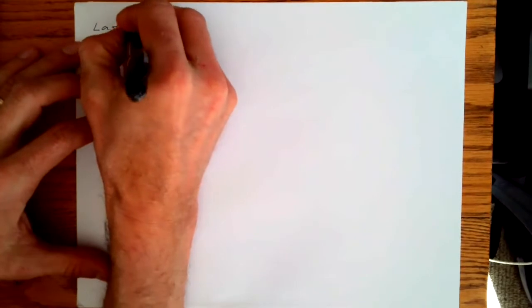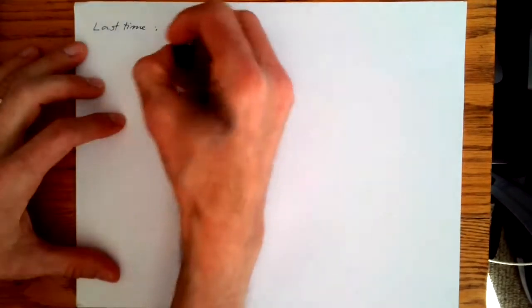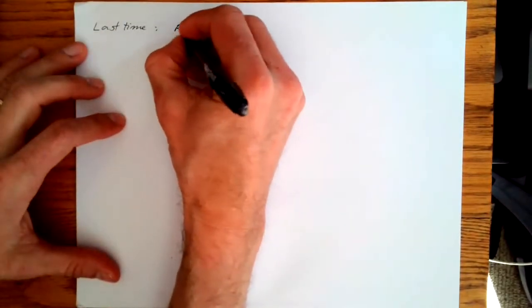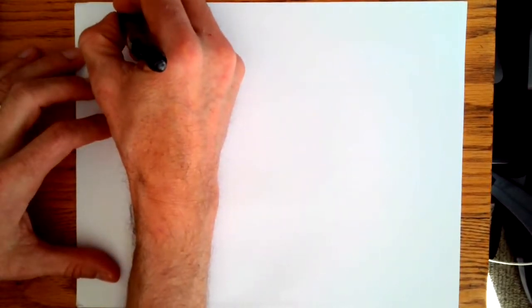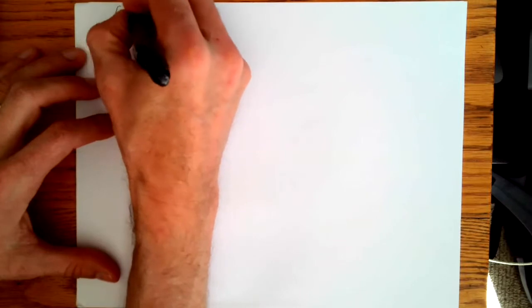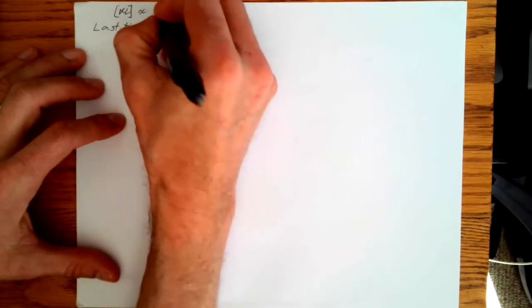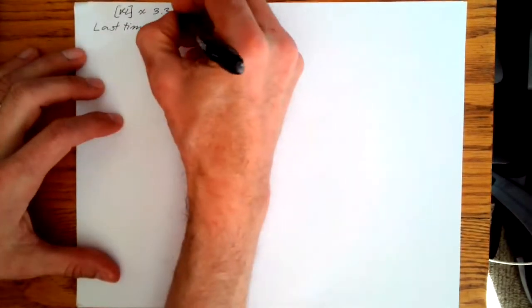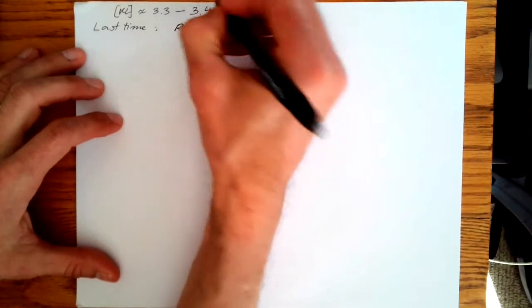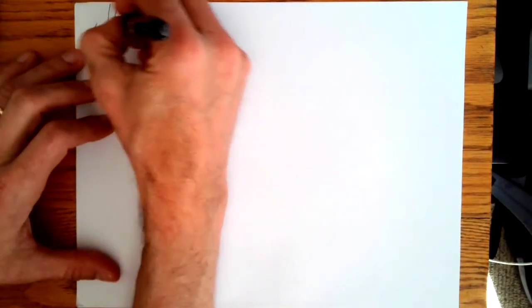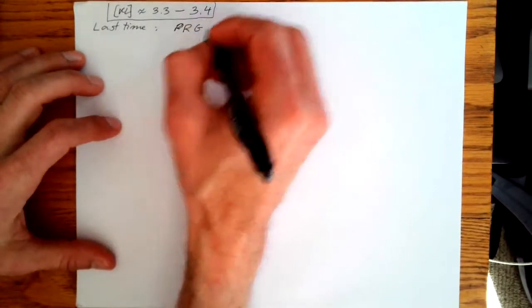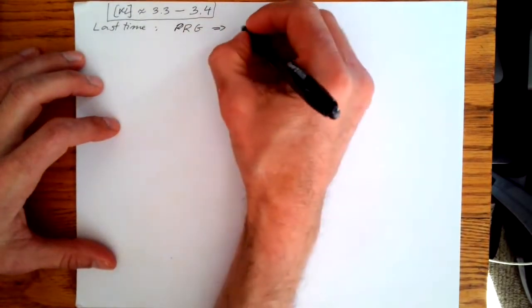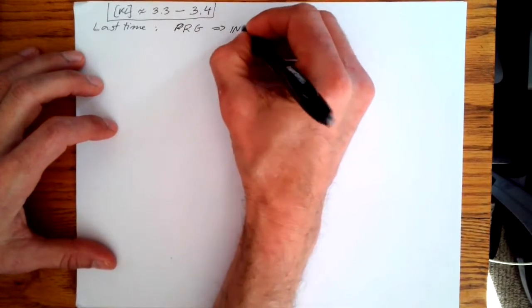Last time, we showed that the pseudorandom generator, we are at Katz-Lindell around section 3.3, between 3.3 and 3.4. So that's where we are in readings. So last time we showed that a PRG implies an indistinguishable encryption.